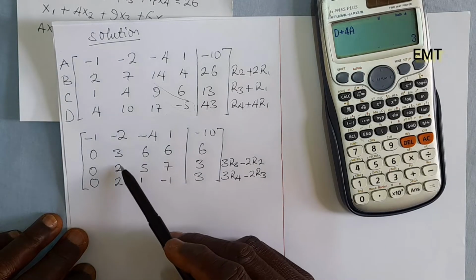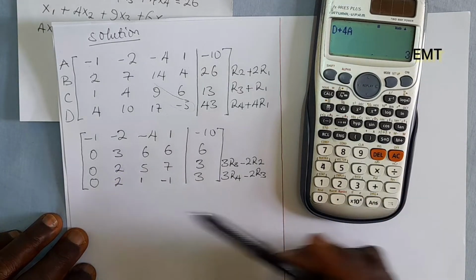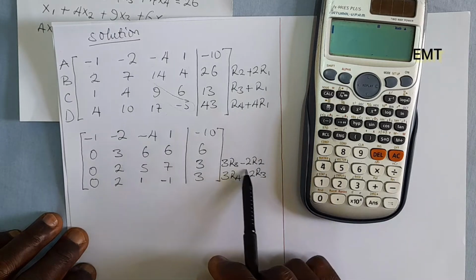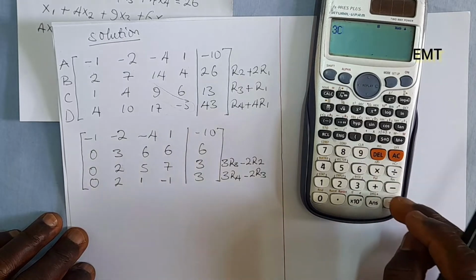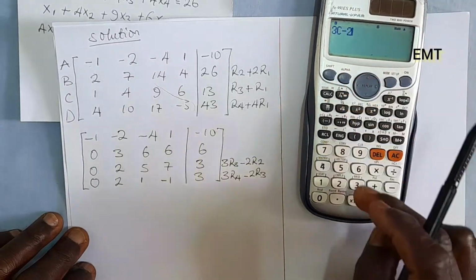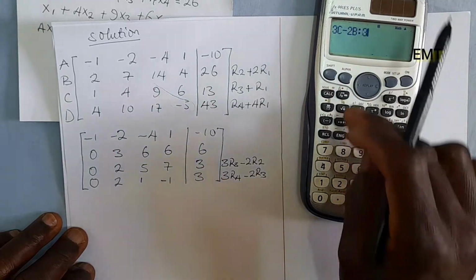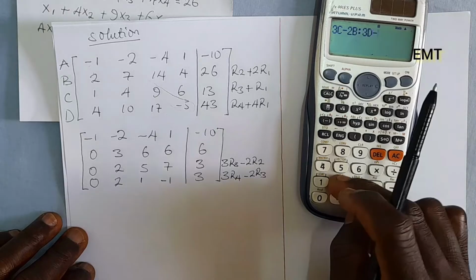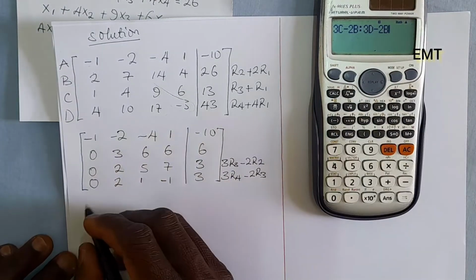We know that that will actually give us the zeros we want here, but we have to define it also in the calculator, the operations we have here. We have 3 alpha C minus 2 alpha B. We are done with that. We proceed 3 alpha D minus 2 B. Now we write our matrix.